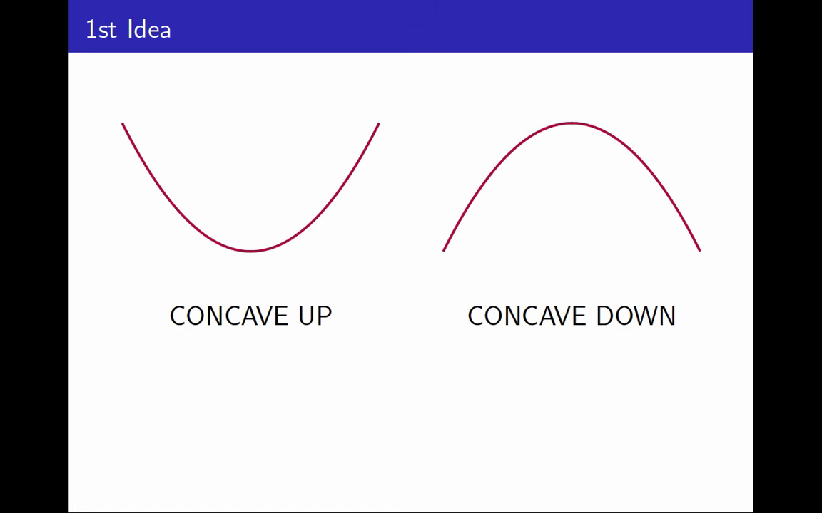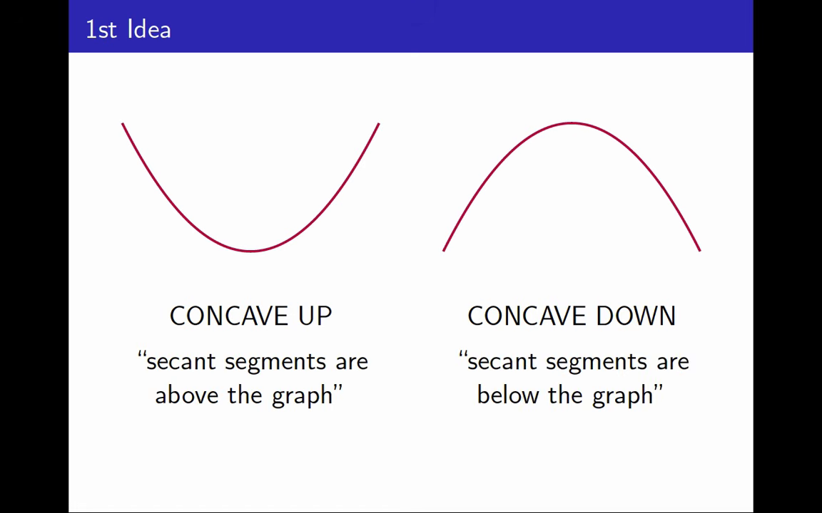Using this idea, we have our first candidate for a definition for concavity. We can say that a function is concave up when secant segments stay above the graph, and concave down when the secant segments stay below the graph. And this works well, and it has a nice geometric motivation behind it, but I would like to make it a little bit more rigorous than this vague statement about being above or below the graph. And we can do it. With a little bit of geometry and algebra, we can transform this into a precise mathematical statement. But I won't do this now, because this is not the definition I am going to use.